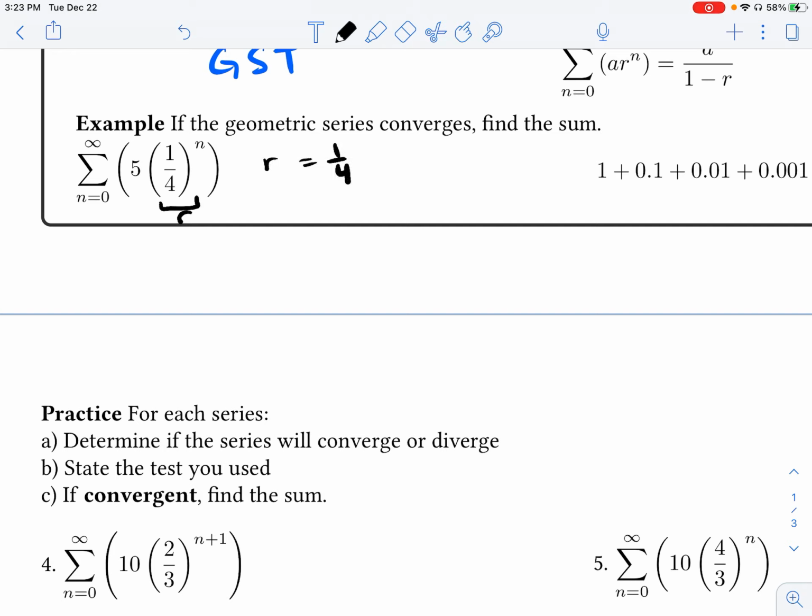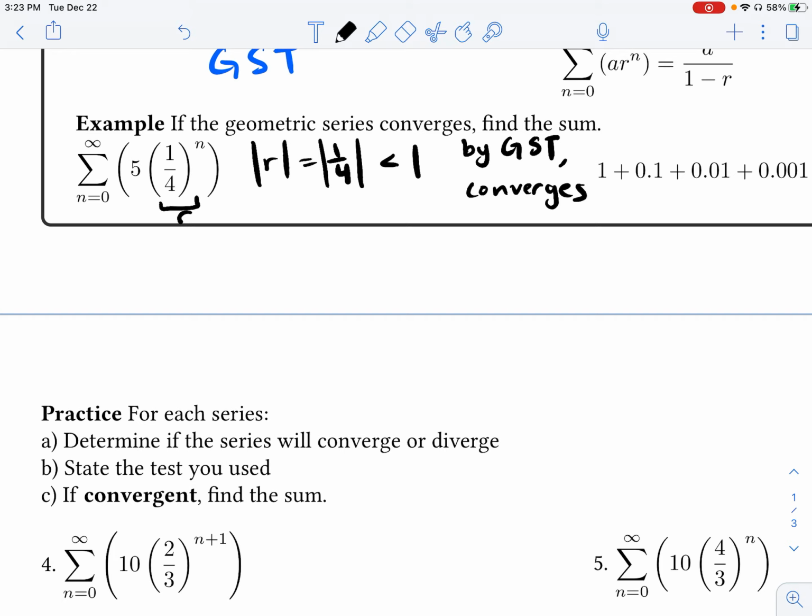And then we can say, well, the absolute value of R is equal to the absolute value of 1/4. And what do we know about this? This is less than 1. Because this is less than 1, we know that this series converges. And this is where we're going to start stating the test that proves that this series is going to converge. So we're going to say by GST, this series converges.